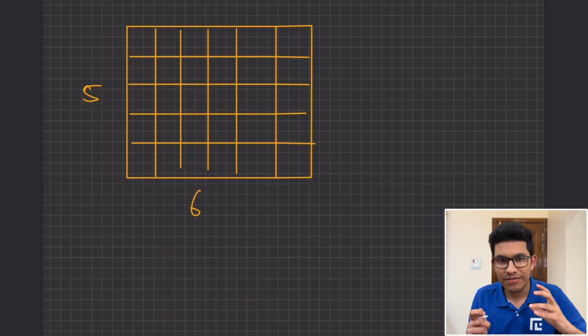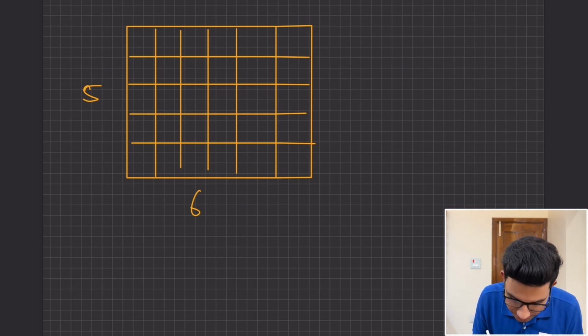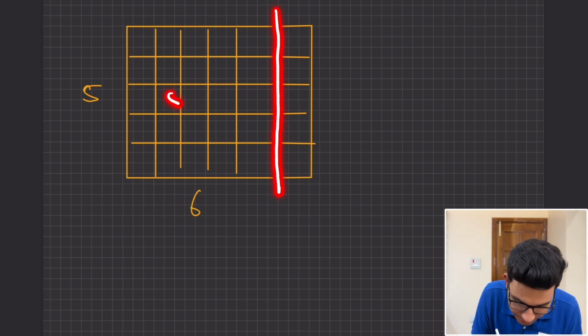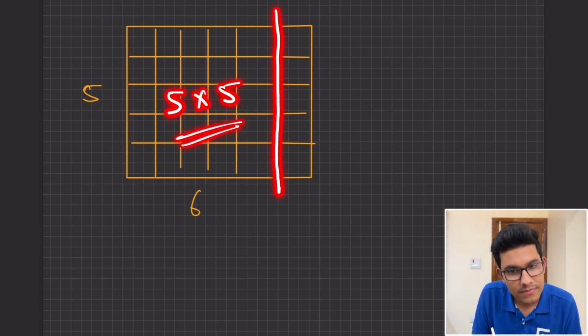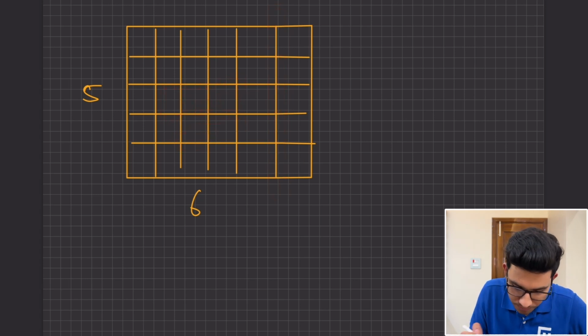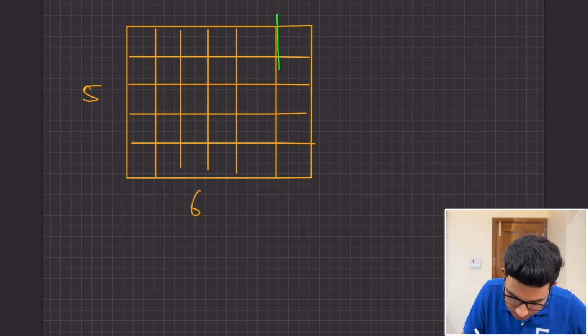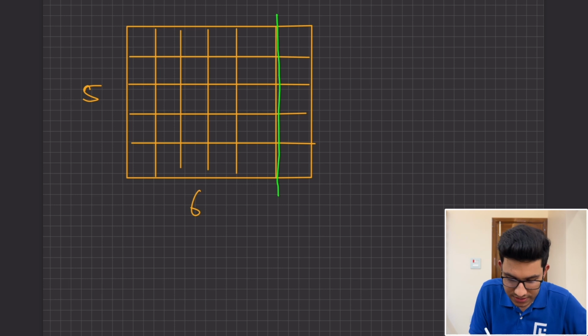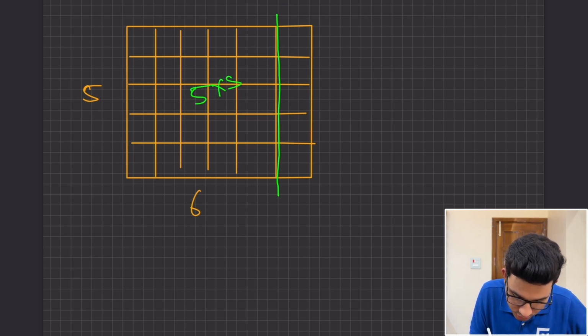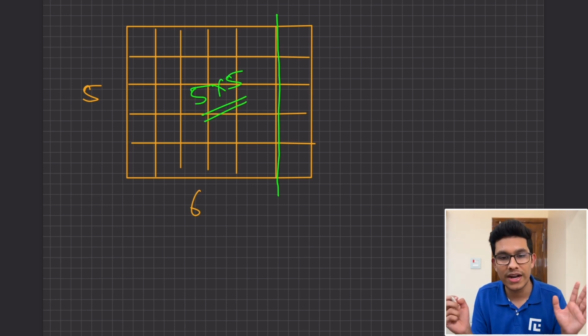If you have a 5 cross 6 rectangle, what would you do according to your greedy approach? You would make a cut first of all here, right? Because 6 is the larger side, you would make a cut making this a 5 cross 5 rectangle. So the very first rectangle is a 5 cross 5 square. Okay, so this we are done. We will not look at it again.